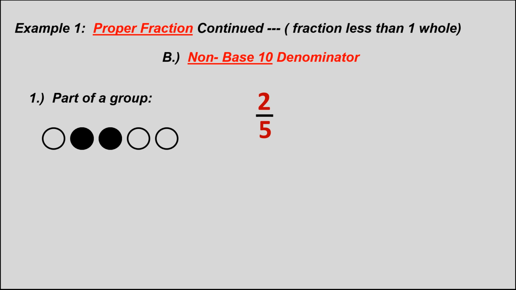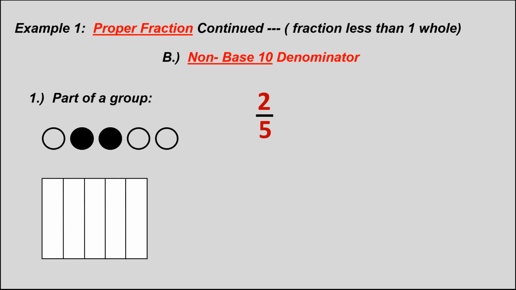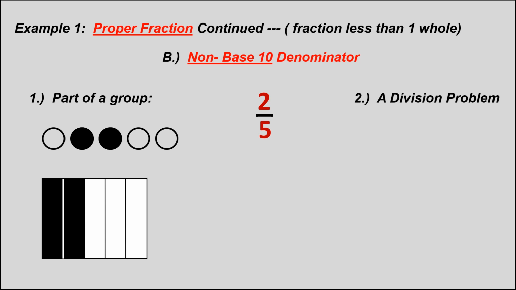An important note, when I'm teaching, I tend to gravitate to circle pictorials frequently because it's quick, but I recommend varying the part of a group representation with squares and other objects so students do not get locked into circles. For example, so our part of the group solution is 2 equal parts of interest out of a total of 5 equal parts. Now, the division problem representation.